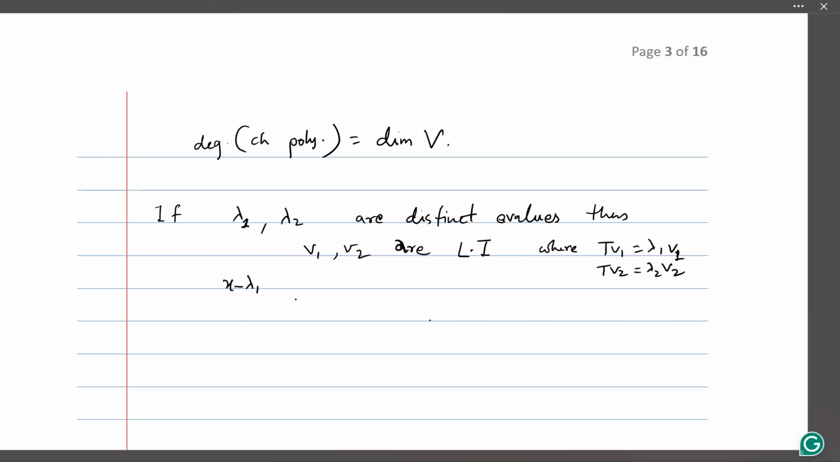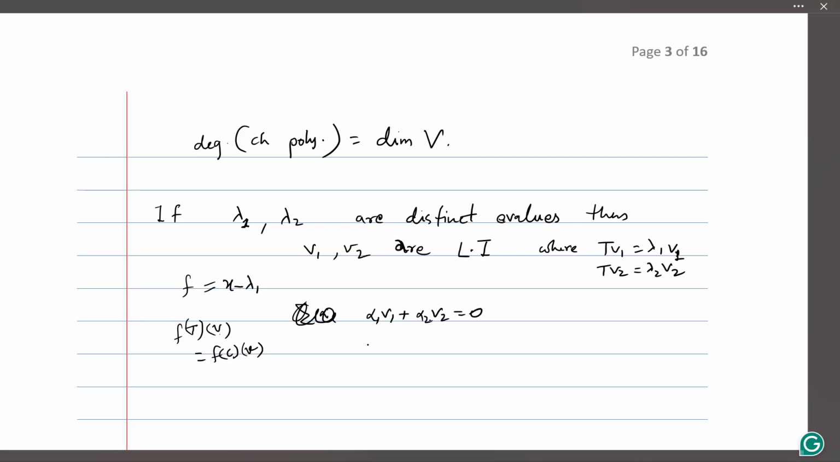So if this is your polynomial and you want to show these are linearly independent, let me show this. Alpha 1 v1 plus alpha 2 v2 is equal to 0. We want to show alpha 1 and alpha 2 are 0. So if this is your f, there was this lemma: f(T) evaluated at v is equal to f(c) evaluated at v, when v is an eigenvector corresponding to c, which was an eigenvalue.